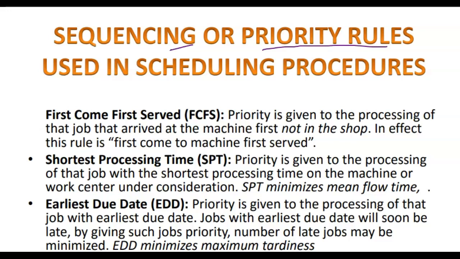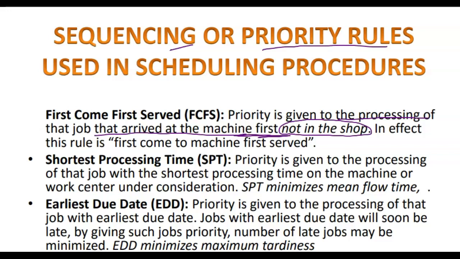Now we look at first come, first served. If your priority for getting a job done in your store is first come, first served, that means you are giving priority to the processing of jobs that arrive at the machine first. The machine first, not in shop. Some jobs may get to the shop earlier, but may be delayed before getting to the what?